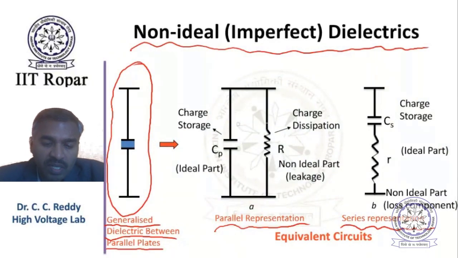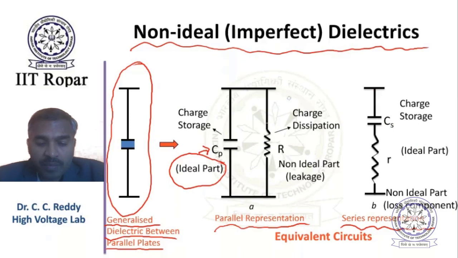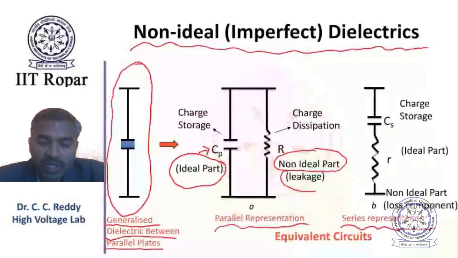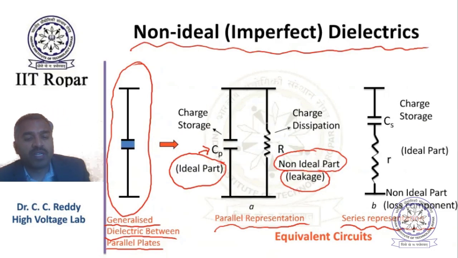So in parallel representation, the pure capacitive portion, or ideal part, is represented by a parallel capacitor Cp, and in parallel with a resistor, which is the non-ideal part. So this resistor is due to leakage of the current, you can say equivalently. Actually, there are different mechanisms for AC and DC, of course.